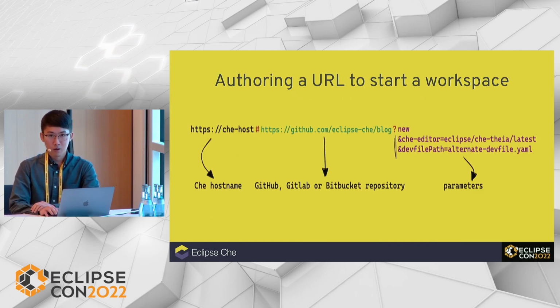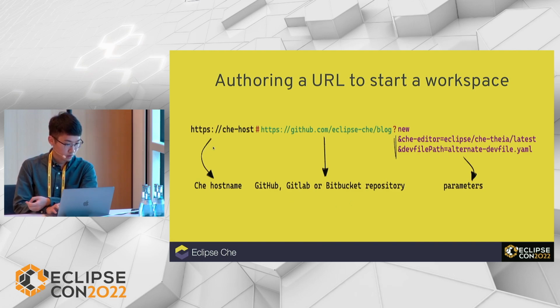I'll go into how the badges worked in the first demo. Accessing the badge is essentially accessing a URL to start a workspace. In this URL, you can specify what editor you would like, along with other customizations as well. The first part of the URL is the Che hostname.